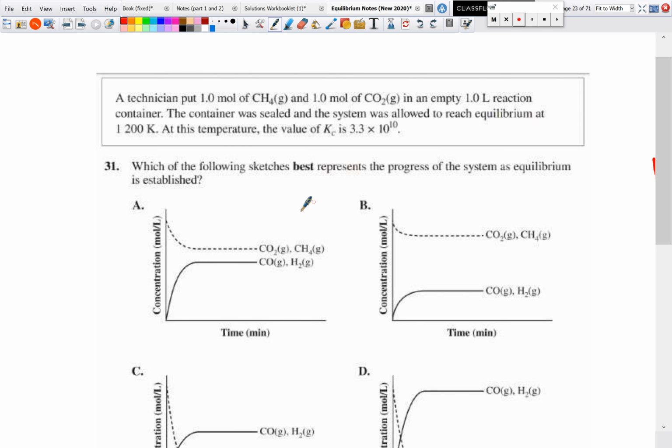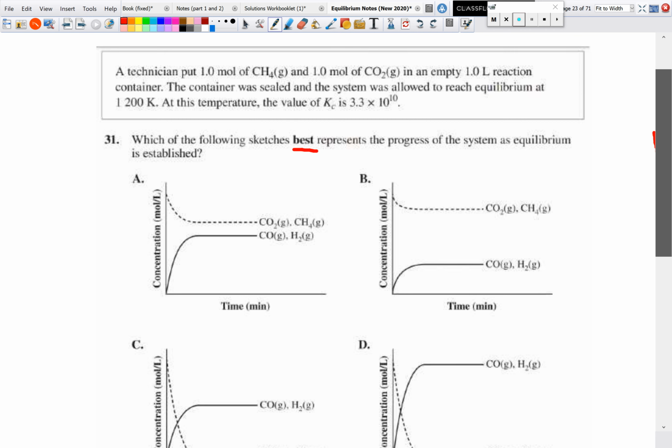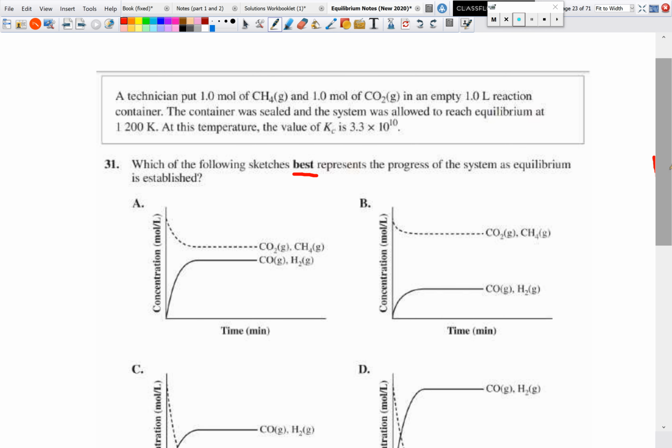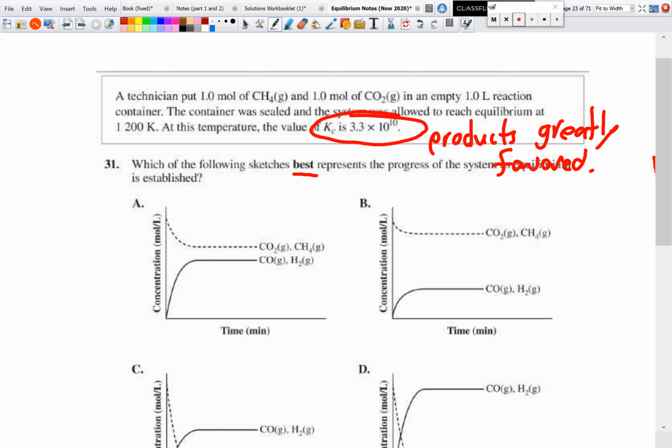Our next one said which of the following sketches best represents the progress of the system at equilibrium. Now this one here is definitely a little more challenging, but the big giveaway is this right here. We see the equilibrium constant is 3.3 times 10 to the power of 10. Now this is products greatly favored. Because remember, an equilibrium constant just above 1 favors the products, but now this is way, way, way above 1. So we're looking at the products massively being favored.